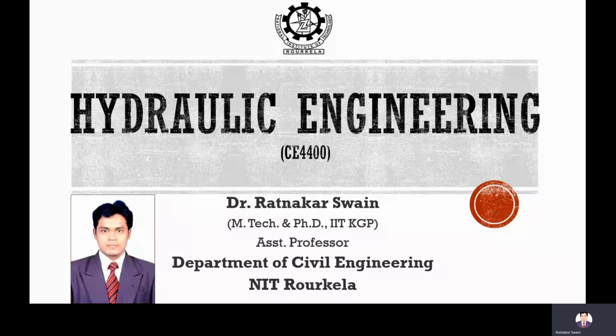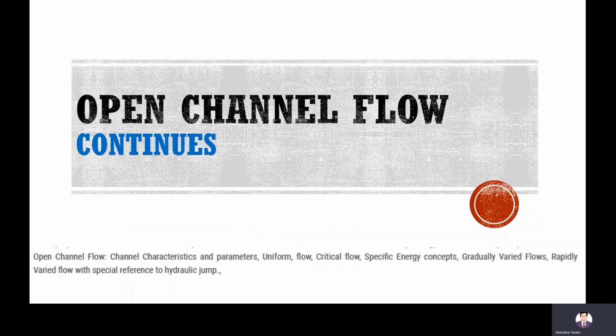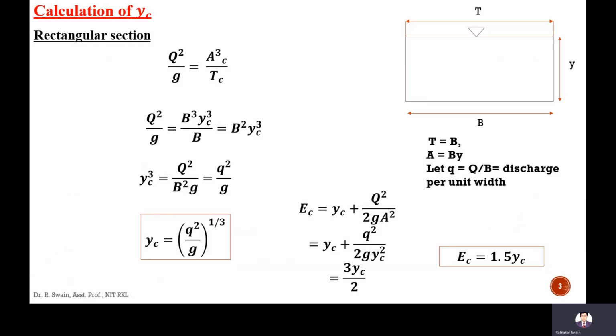Hello dear students, in this subject hydraulic engineering, today I will continue open channel flow. In the last class we discussed the energy depth relationship. In that we discussed critical flow, subcritical flow, supercritical flow, and we derived the condition for critical flow.